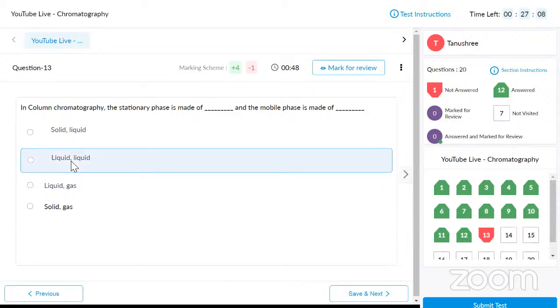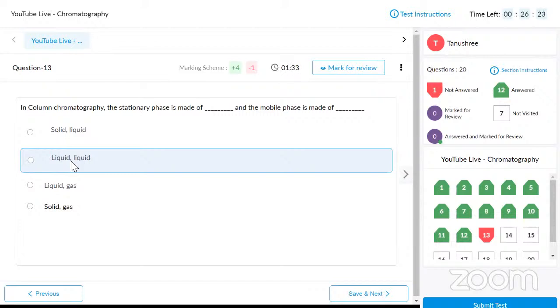Now, why is it not liquid and liquid? Obviously, because if I'm mixing two liquids, there is no separation going to occur. अगर मेरा stationary phase भी liquid है, mobile phase भी liquid है, और मैंने sample दोनों liquid में डाल दिया, तो separation तो possible नहीं है. So option B is eliminated. Option C, it cannot be liquid gas. Why? Because it is not gas chromatography. The only scenario where your stationary phase can be liquid and your mobile phase can be gas, that is your gas chromatography, because you are going to have the liquid coated column. So a liquid coated column and a gaseous carrier mobile phase is going to be used in gas chromatography. The question is not related to gas chromatography, it is related to column chromatography. So option C हमारा आंसर नहीं है.